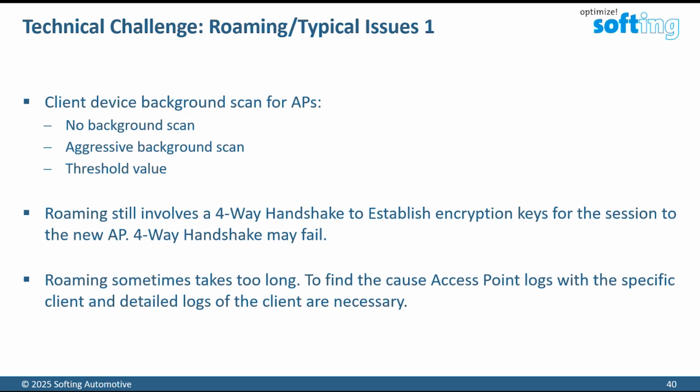Roaming still involves a four-way handshake to calculate the encryption keys. This four-way handshake has made trouble in the past and will make trouble in the future. So the four-way handshake may fail and lead to issues. And finally, sometimes roaming takes simply too long because you have a connection, you have to communicate to the radios, for instance, and so on. That's also seen.